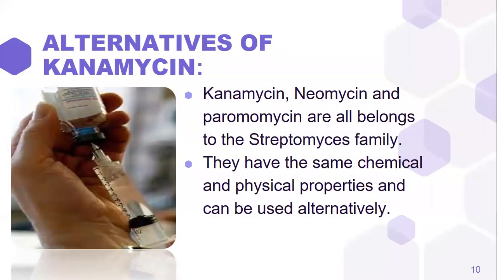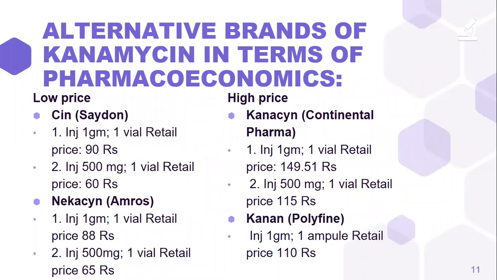Now, there are alternatives of kanamycin, which are neomycin and paromomycin, because they all belong to the same family of Streptomyces. That is the reason they have the same chemical and physical properties and can be used alternatively. Now here I have listed some alternate brands of kanamycin in terms of pharmacoeconomics.